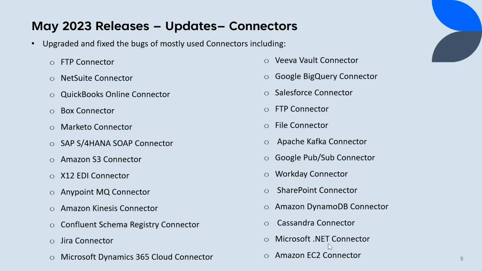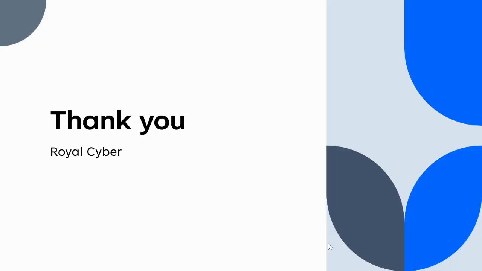connector, SAP S/4HANA SOAP connector, Amazon S3 connector, Expedia EDI connector, Anypoint MQ connector, Amazon Kinesis connector, Confluent Schema Registry connector, Jira connector, Microsoft Dynamics 365 Cloud connector, Veeva Vault connector, Google BigQuery connector, Salesforce connector, FTP connector, File connector, Apache Kafka connector, Google Pub/Sub connector, Workday connector, SharePoint connector, Amazon DynamoDB connector, Cassandra connector, Microsoft .NET connector, and Amazon EC2 connector. And that brings us to the end of today's topic.